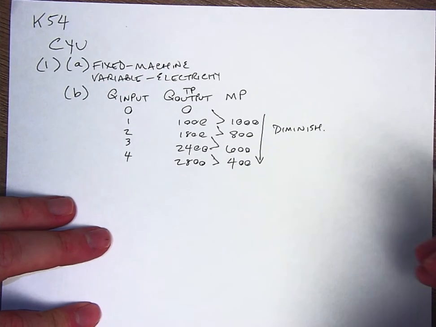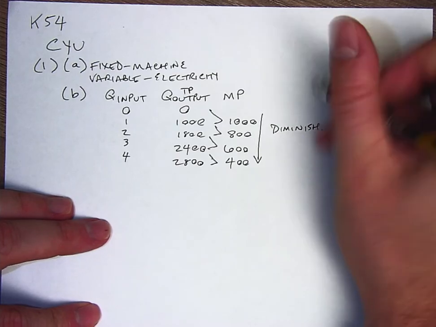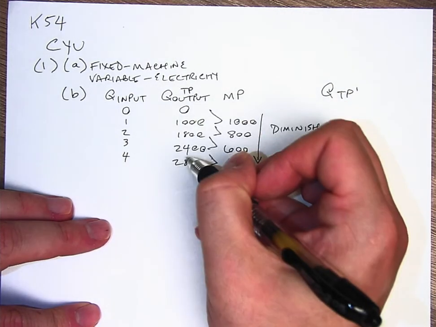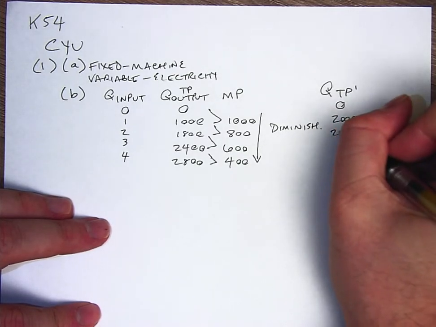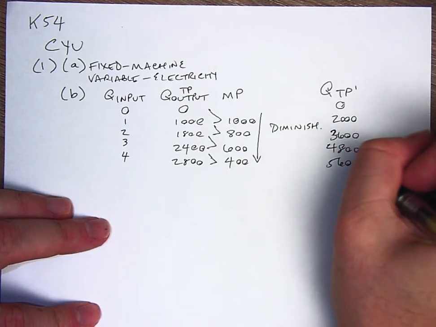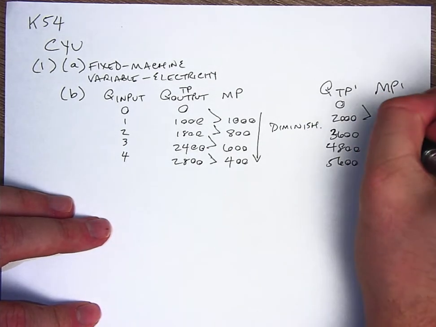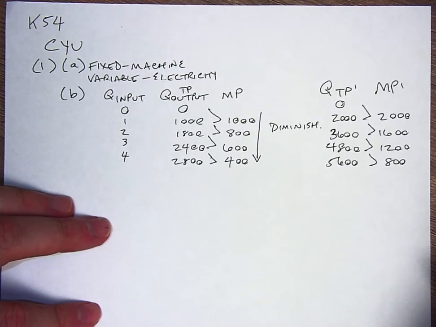C says suppose a 50% increase in the size of the machine increases output by 100%. Construct a new table showing that. So instead, I'm just going to say QTP prime, and that would be these values, but essentially they're just doubled. So they go 2,000, 3,600, 4,800, and 5,600, and marginal product prime would be essentially these values doubled as well. So 2,000, 1,600, 1,200, and 800. So it still shows that it's diminishing even though you now have a 15-ton machine.